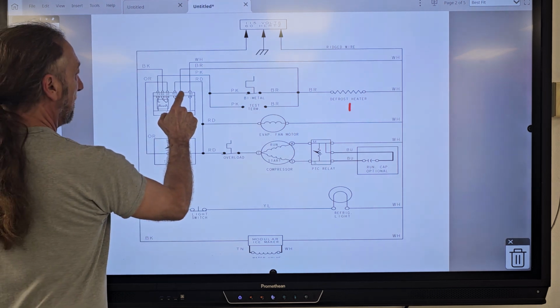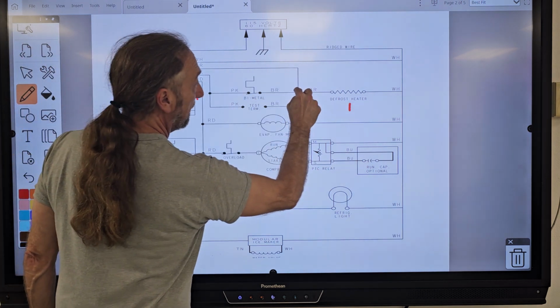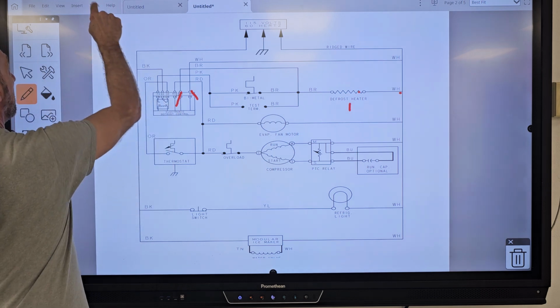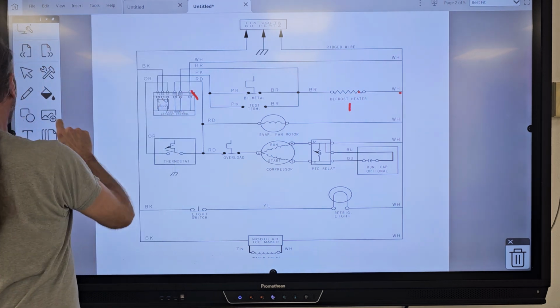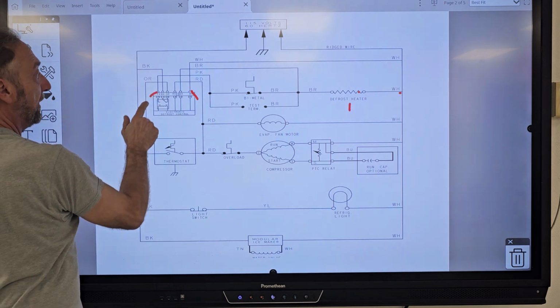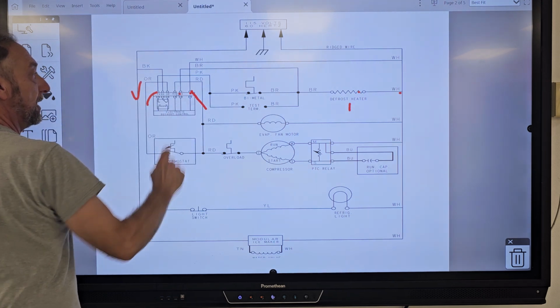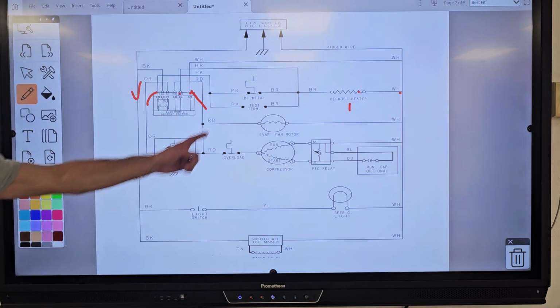Okay, so I'm on brown and white originally, and that was checking this and this. And now I'm gonna move this one. I'm gonna go pink. If I have voltage here and here, but not here and here, what's wrong? That means that you have a wire in between that is damaged. No, the bimetal's bad.